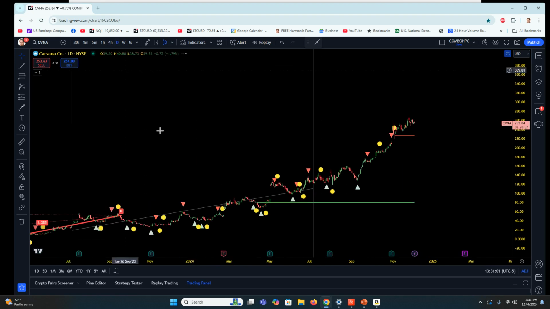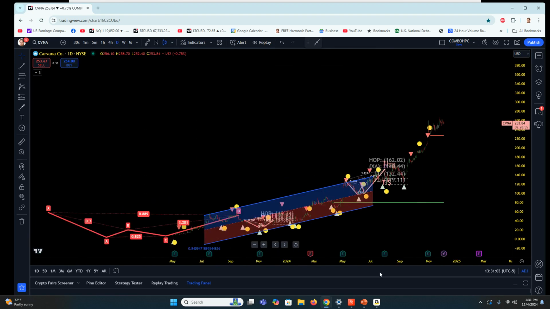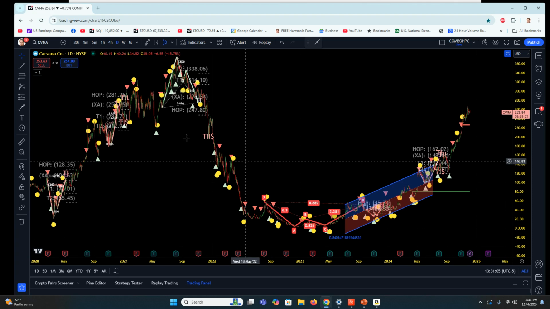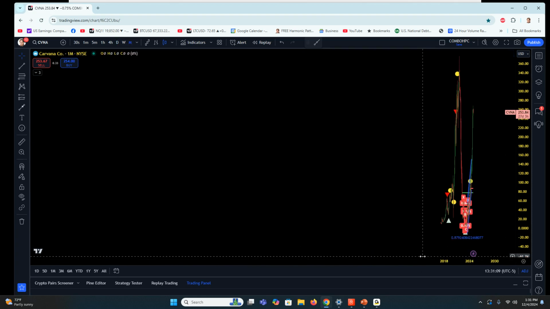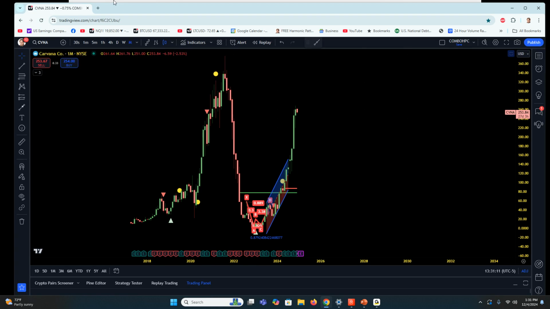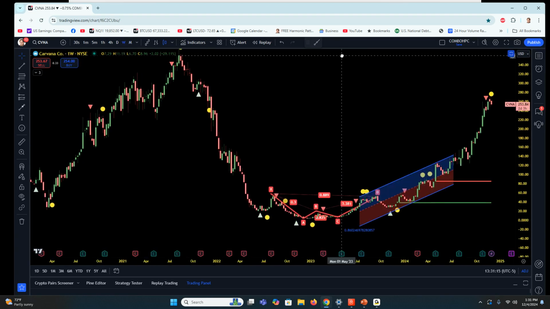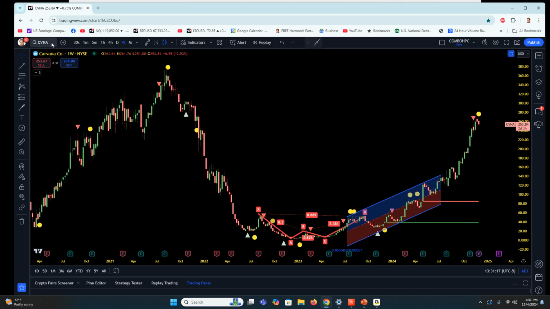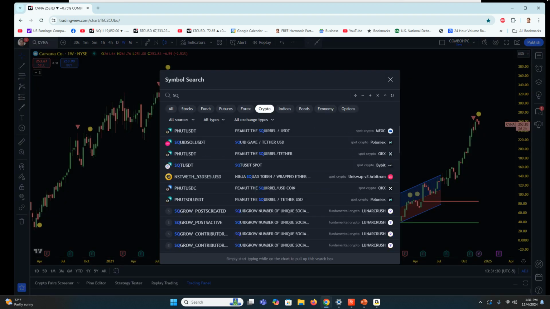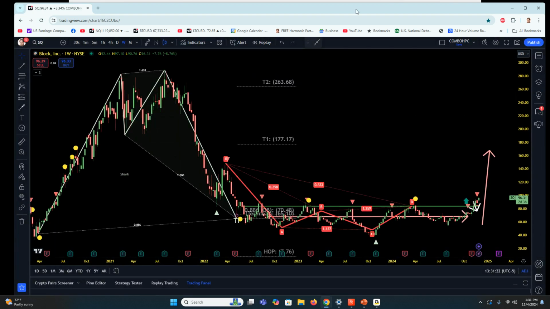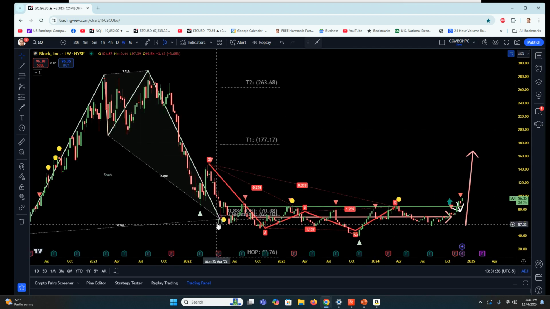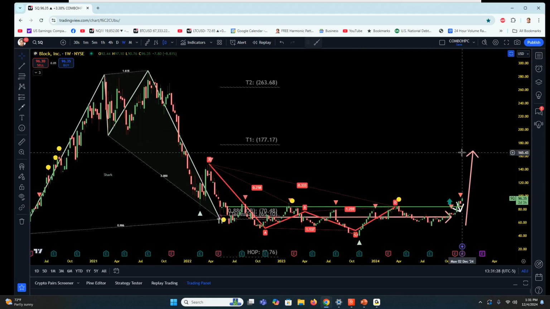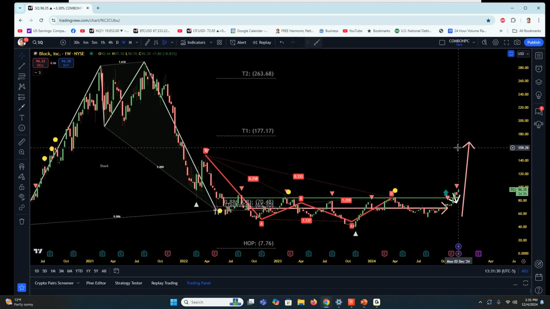Carvana was like in the daily. Where was it? Daily? No, monthly. I had some patterns here. CVNA. Maybe it's Square. Yeah, Square has a big. Yeah, Square's another one, taking its time. But look, massive shark, 177 is the target.